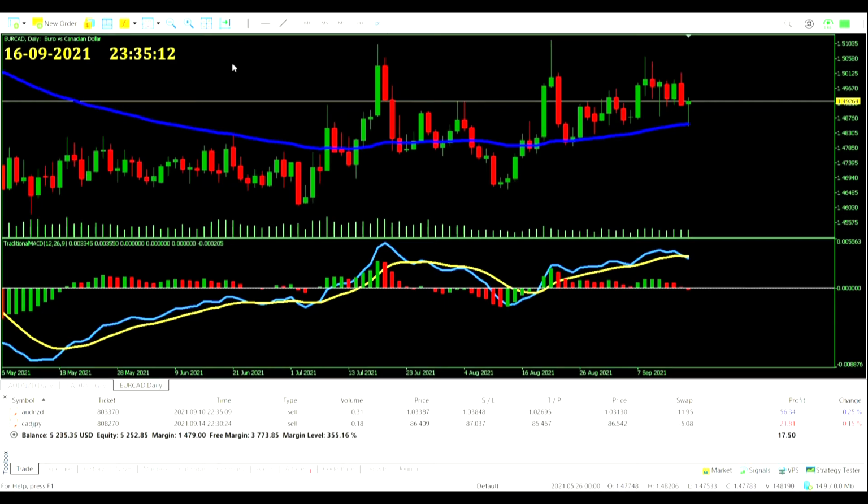Also a crossover on the euro CAD pairing today, and it looked like price was about to close below the EMA, but we've seen an enormous pullback throughout the rest of the day here. So no entry for us there. We're in a CAD trade anyway.